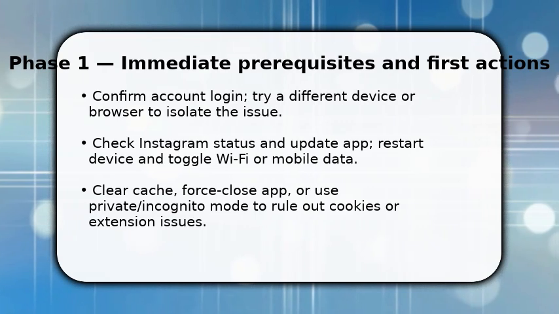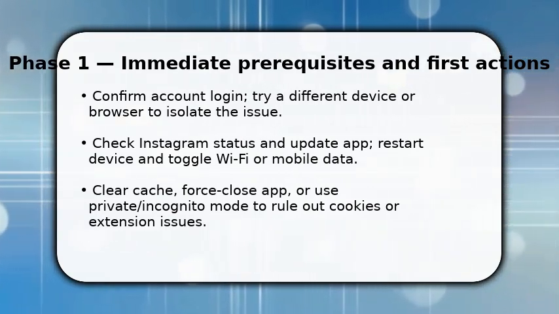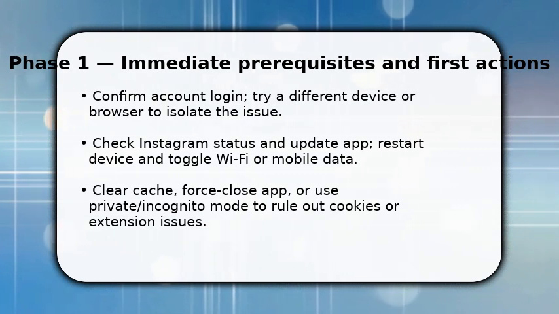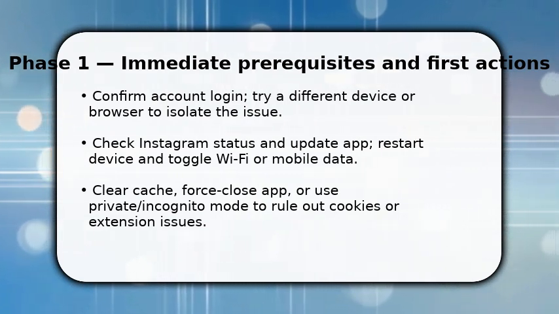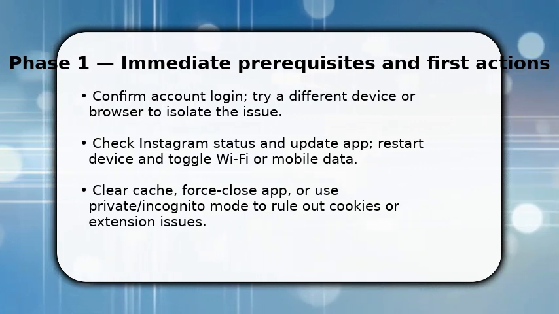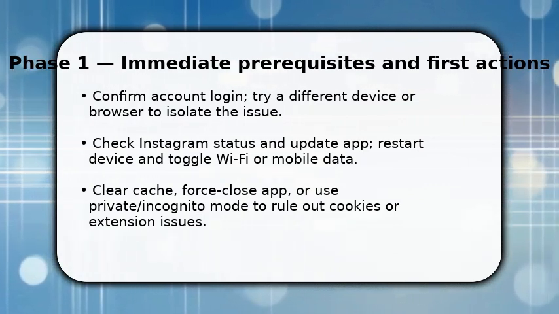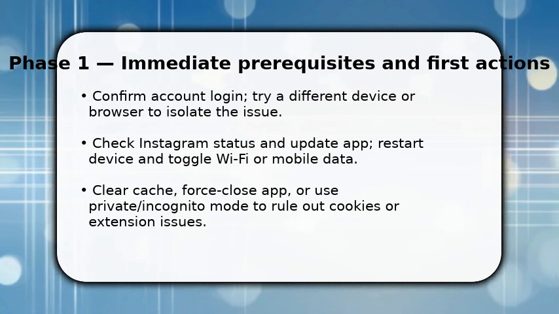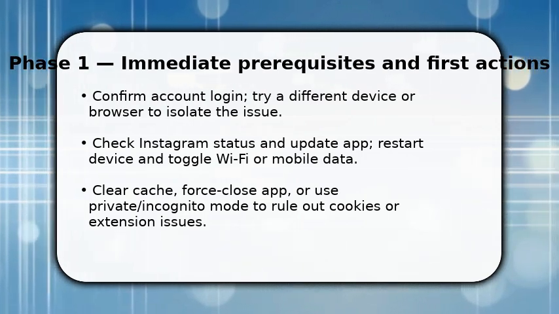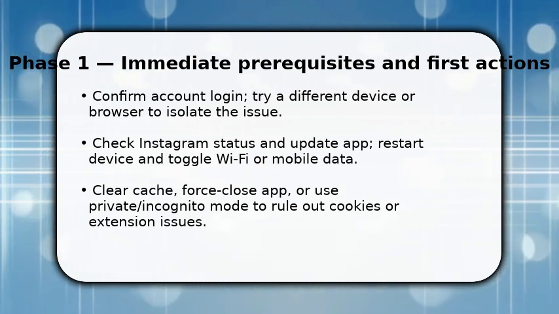You start by confirming your account and environment. Log in on another device or browser so you know whether the problem is local. Once done, update the Instagram app and restart your phone, because many errors clear after a fresh start. Make sure to toggle Wi-Fi and mobile data to test network routing and open an incognito browser window. This helps separate cache or extension problems from account or server issues.